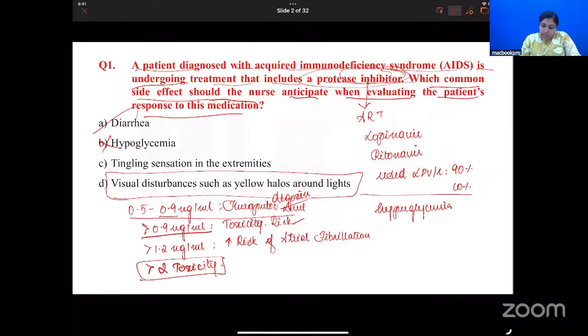When it is greater than 0.9 ng per ml, we state that it is going toxic. There is the highest risk of toxicity when it is greater than 0.9 ng per ml. When it is greater than 1.2 ng per ml, we indicate there is a high risk of atrial fibrillation. When it is greater than 2 ng per ml, we say it is highly toxic.